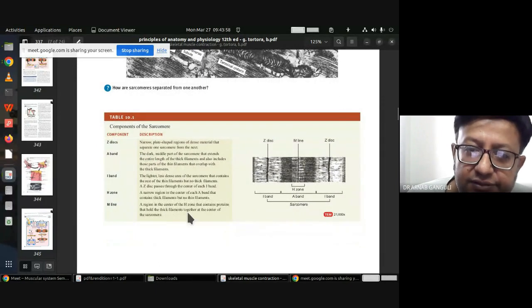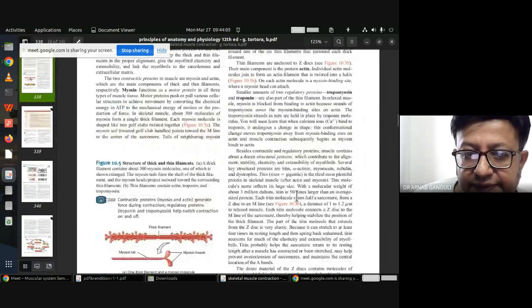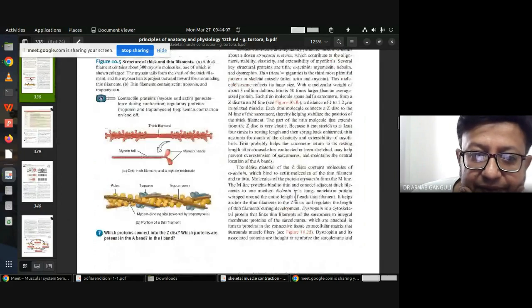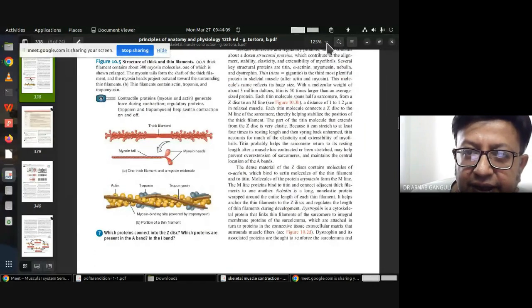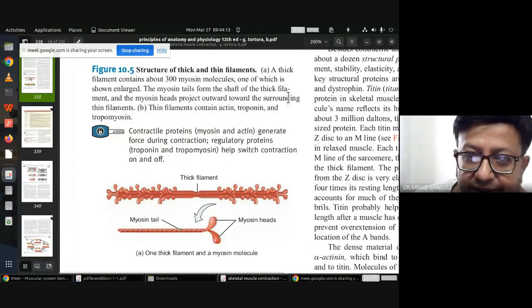So these are the components of the sarcomere, which I have explained. Now, let us talk about the thick and thin filament. That is most important for us.